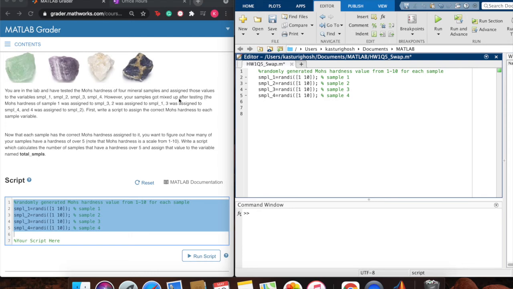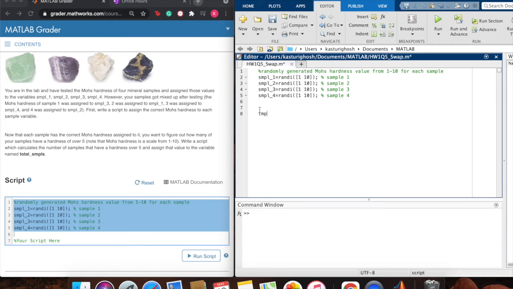However, your samples got mixed up after testing. The Mohs hardness of sample 1 was assigned to sample 3, 2 was assigned to sample 1, and so on and so forth. So a good way to approach this situation is, as we learned, to create temporary variables. I could use 2 temporary variables, but since I have multiple variables in this question, a good way to approach this would be to create multiple temporary variables. In that way, you would avoid confusion and will be able to solve this problem in a very easy and straightforward way. So what I'm going to do is create 4 temporary variables and store each of the values that are given in those temporary variables.